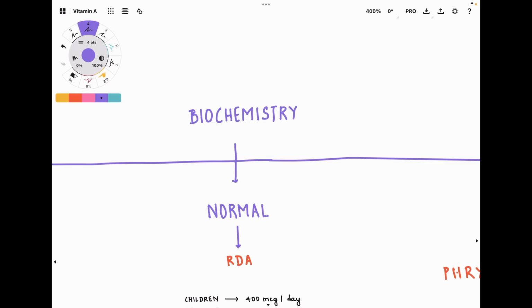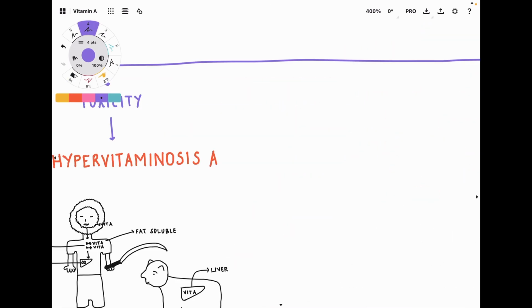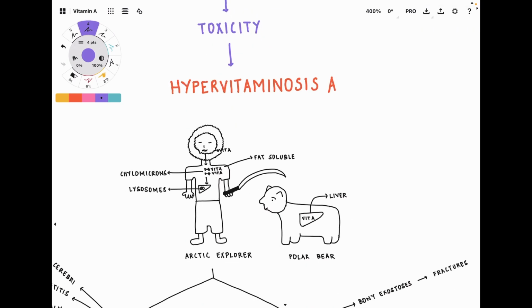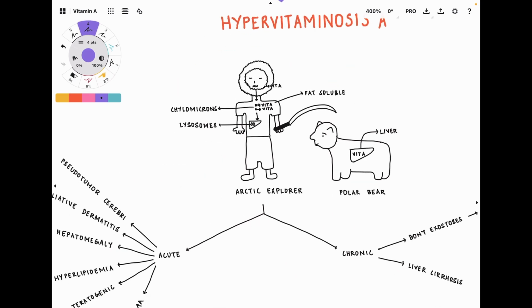Now, the second subject we are going to discuss is biochemistry. In biochemistry, the second concept that we are going to discuss now is toxicity of vitamin A. Toxicity of vitamin A is known as hypervitaminosis A.